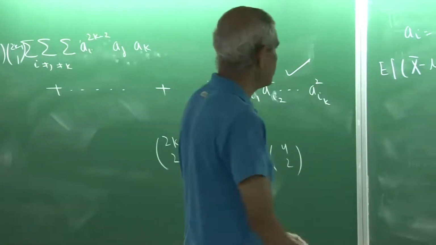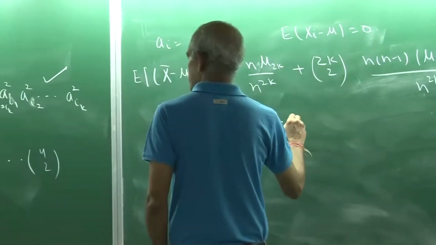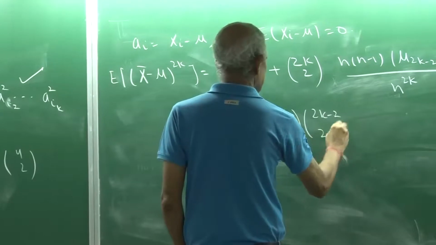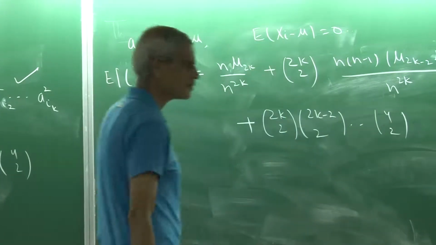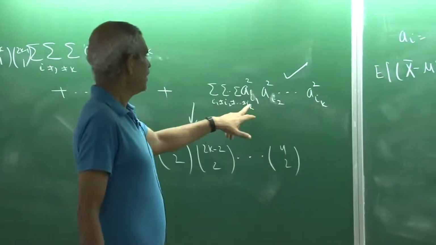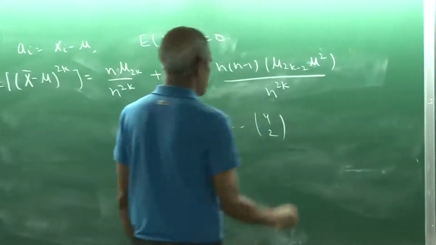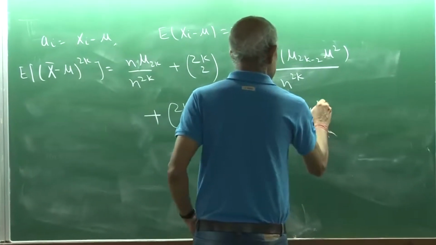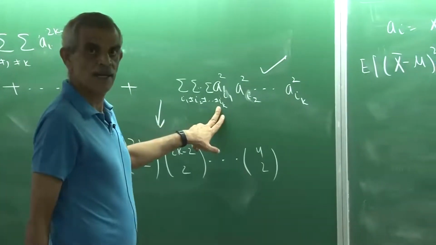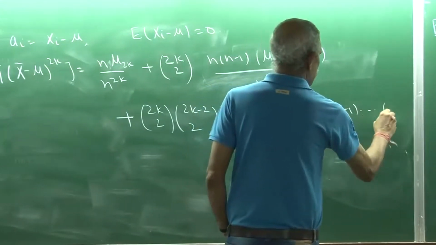So what is this quantity? Plus twice k choose 2, and then this would be how much? There are k of them. Each of them is giving a second moment. So mu 2 to power k. And how many terms would be there? n into n minus 1 into n minus k plus 1.